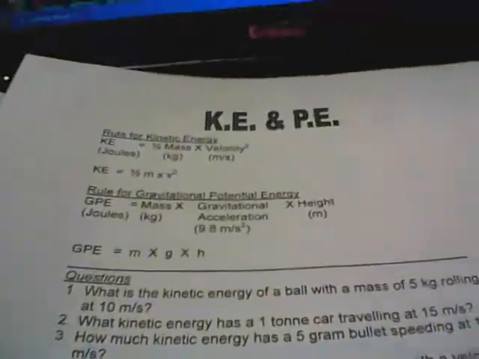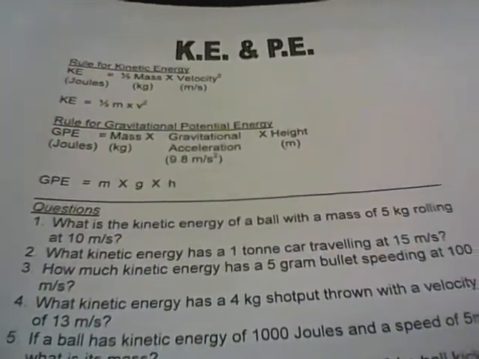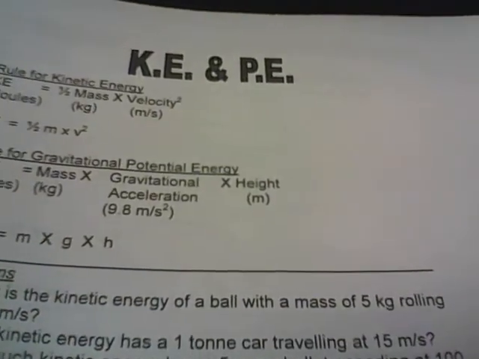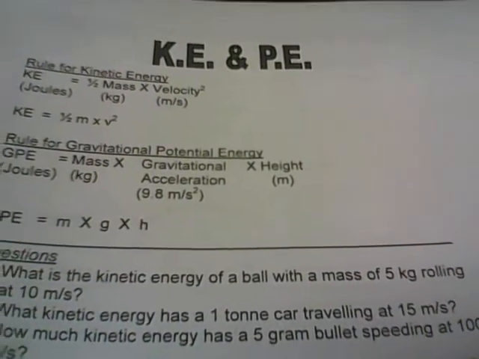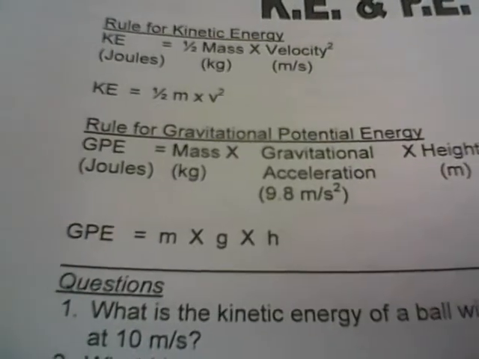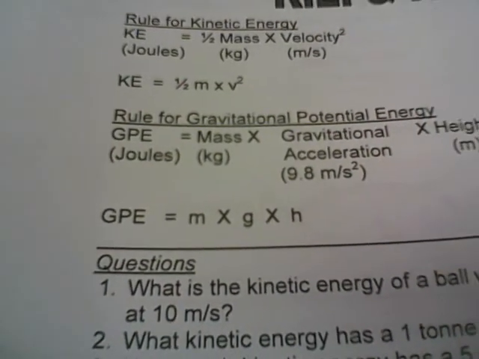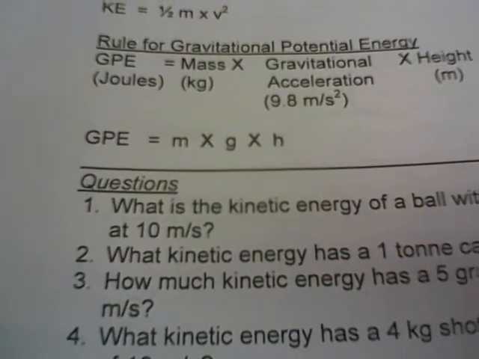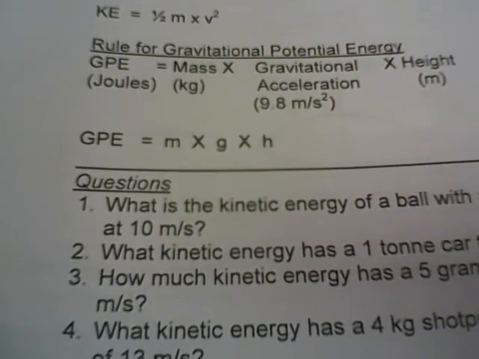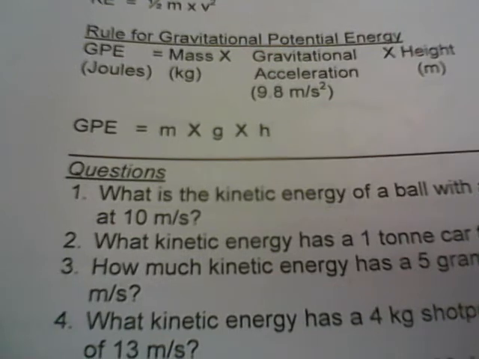Okay, so now we're moving on to this worksheet that you should have printed out or have. It's kinetic and potential energy. And it is so nice because look, it has the rules for kinetic energy, 1/2 mass times velocity squared, and rules for gravitational potential energy. And so this is new.